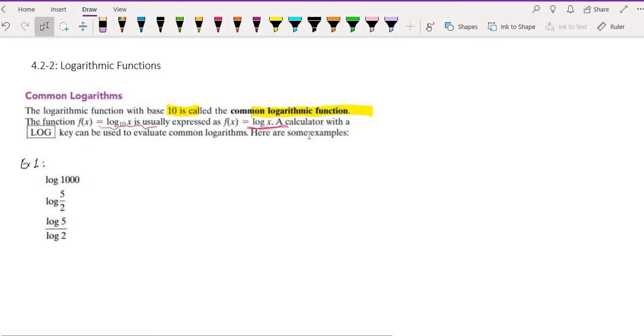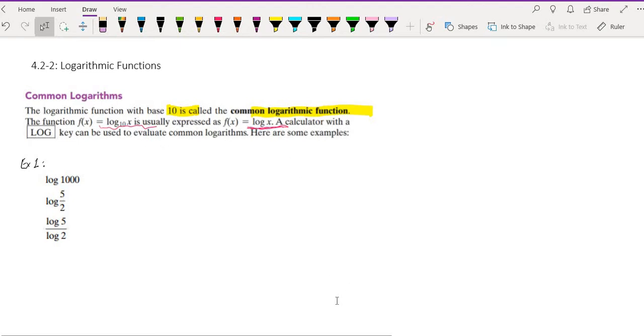Hello guys, today we're going to finish 4.2 logarithmic functions. The logarithmic function with base 10 is called the common logarithm function. The function f of x equal to log base 10 of x is usually expressed as f of x equal to log x. So we can use the calculator to evaluate common logarithms.